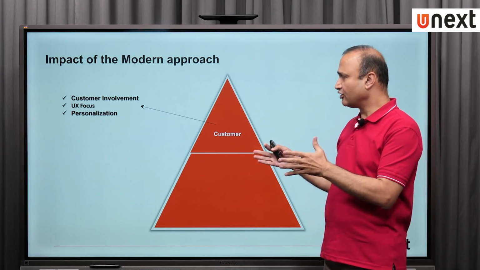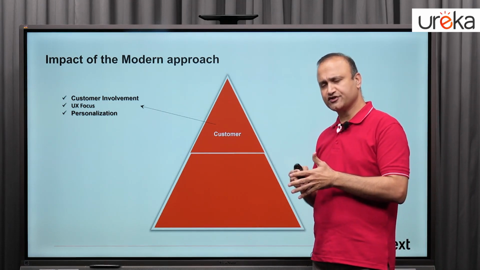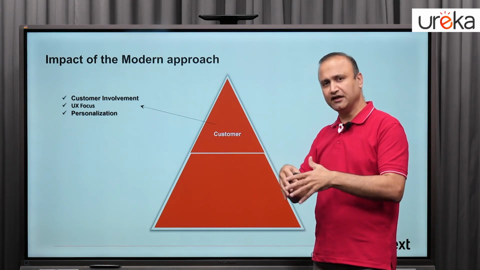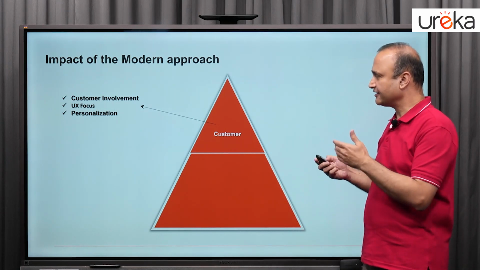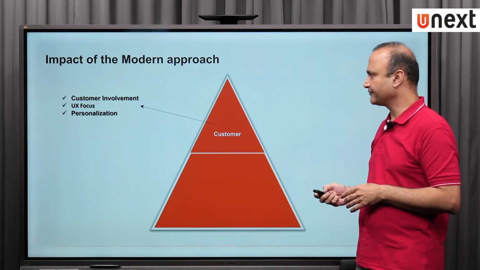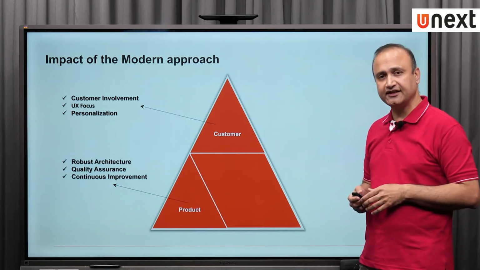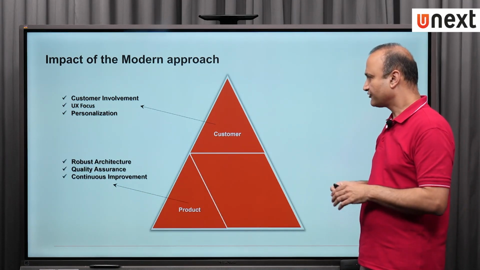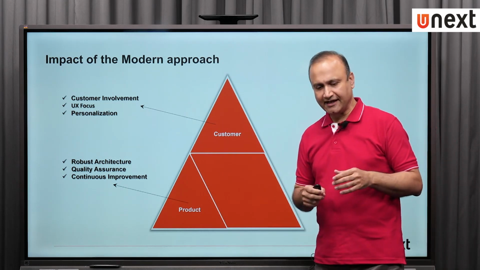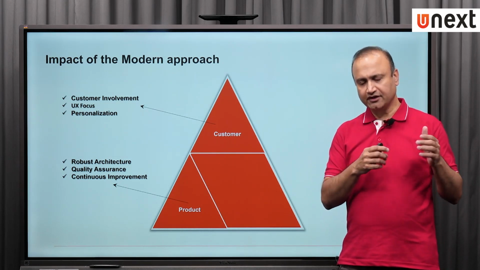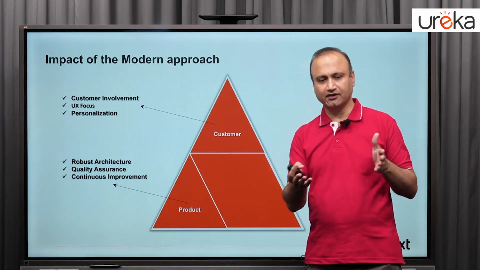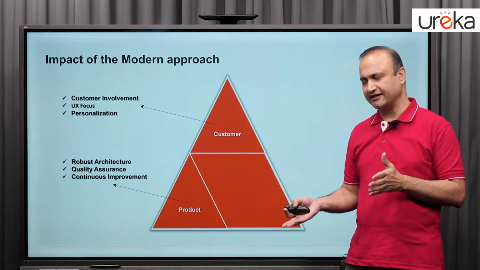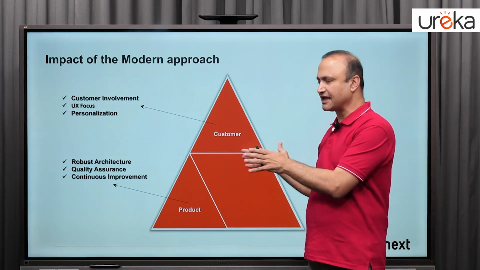There is a certain degree of customer experience focus which is inbuilt as part of the modern product engineering approach, which ensures that there is an enhanced customer focus. There is a certain degree of personalization which is built in. From a product perspective, we see that from traditional to modern, when we look at the significant jump, which is from a monolithic to a microservices architecture, you will see that there is a robust architecture which is built in.